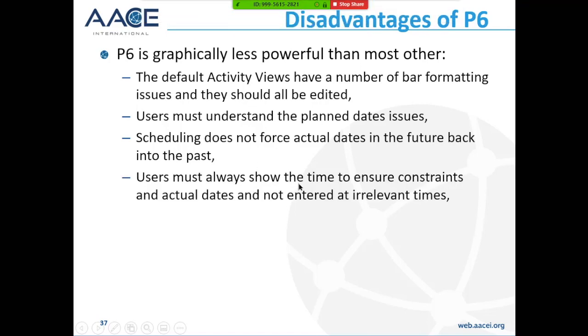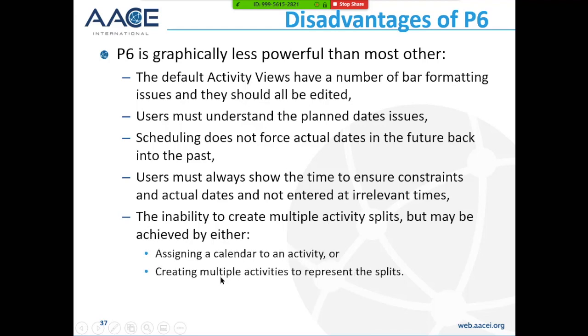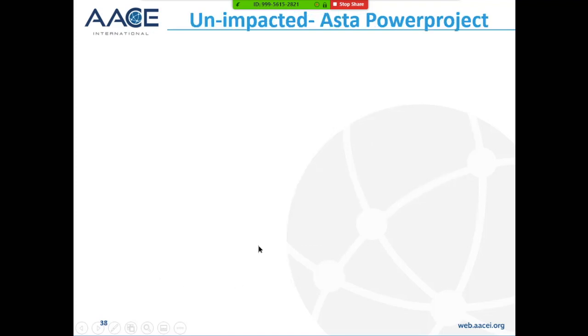Users must always show the time to ensure constraints and actual dates are not entered at irrelevant times. So if you don't show the time and you update a schedule, P6 will put the actual start and the actual finishing constraint times at midnight, which doesn't make sense. The inability to create multiple activity splits, but these can be modeled by either an activity calendar or creating multiple activities to represent the splits. It's not a major issue, it's just a little bit more awkward to do.